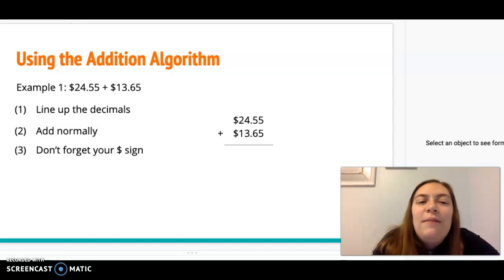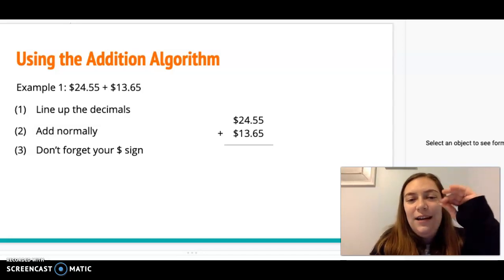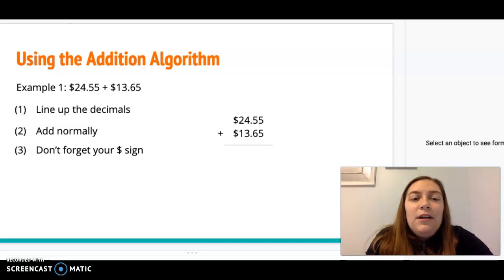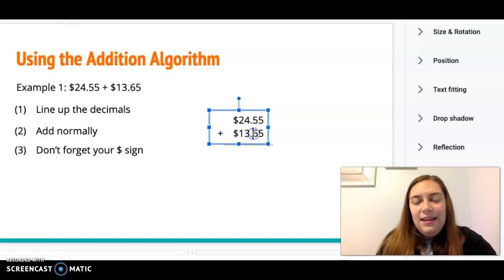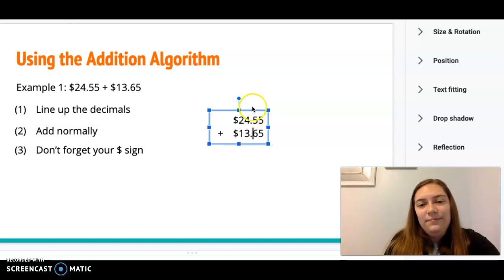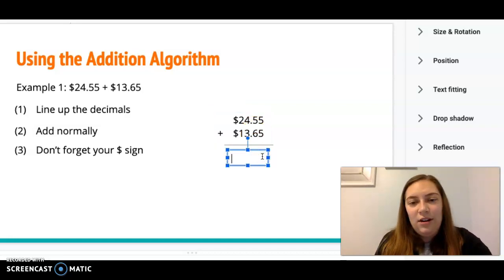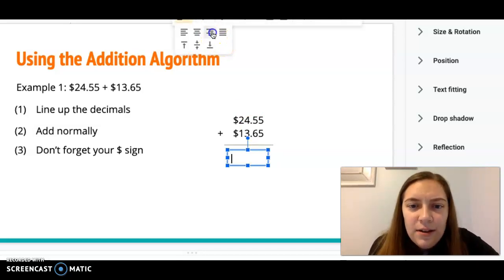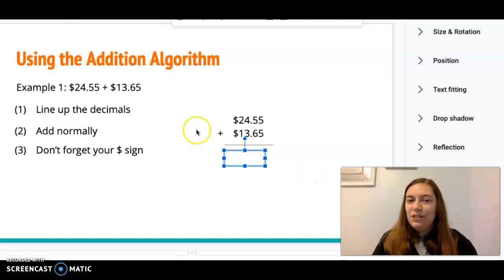And lastly, we're going to talk about the addition algorithm. Remember, I said the algorithm is just when you're adding all of your numbers together as they're lined up. So the first part of doing this addition algorithm would be to line up your decimals. So you see how I have mine here, my decimal point directly lined up underneath my other one right here. So the second thing you're going to do is just add normally. So I'm going to start over, let's see if I can make this look normal. Okay, I'm going to start over in my ones place, because if we're adding normally, we have to start over on this column.